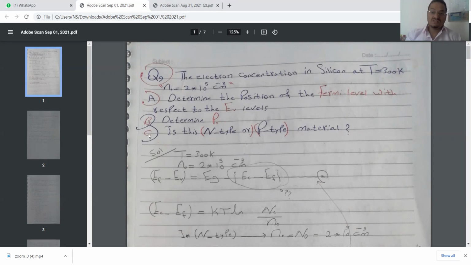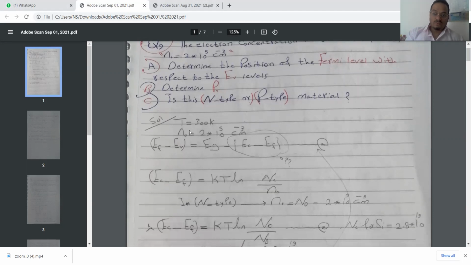Actually, this question is easy, but question number 10 was difficult and important at the same time. Now, like I said before, we're dealing with room temperature, and the concentration of electrons at the conduction band equals 2 × 10^5. We're dealing with the same unit.